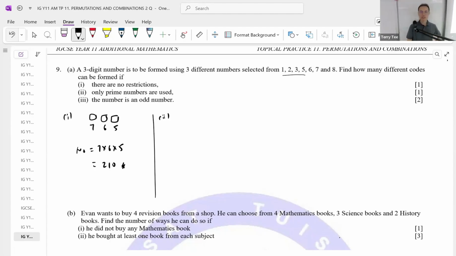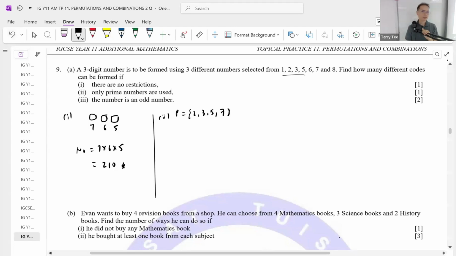Only prime numbers are used. Okay, if I say only prime numbers are used, what will your prime numbers be? The prime numbers are 2, 3, 5, 7. Okay, so we need to draw 3 boxes. Now this is easier because you have 4 ways here, 3 ways here, 2 ways here. Because you have 7 digits only, there's no 4. Notice? There's no 4. So with that, your number of ways will be 4 by 3 by 2, 12 times 2, 24.